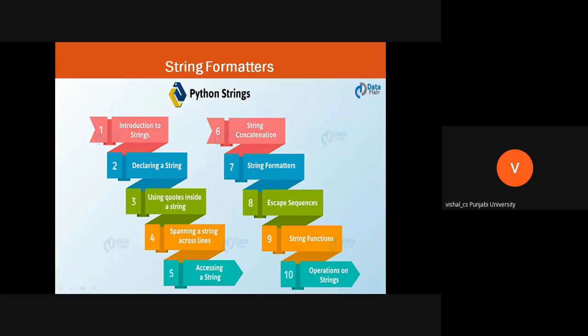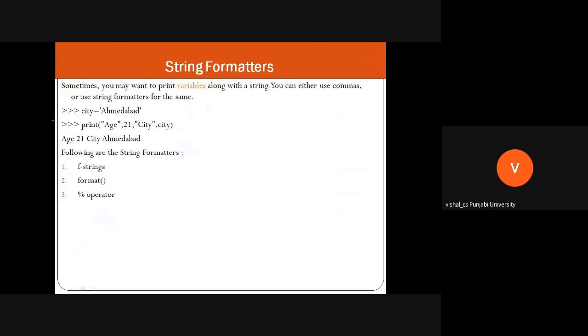Then we are moving towards string formatters, right? Sometimes you may want to print variables along with a string. How can you do that? You can either use commas, or you can use the string formatters for the same. Here we are using commas. This is the string you want to display as such, the message you want to display onto the screen. Then you are displaying the number over here, and this is the variable. This is the number, which has been displayed. This is the message, and this has picked the value from the variable city. It was Ahmedabad, so Ahmedabad has been replaced over here.